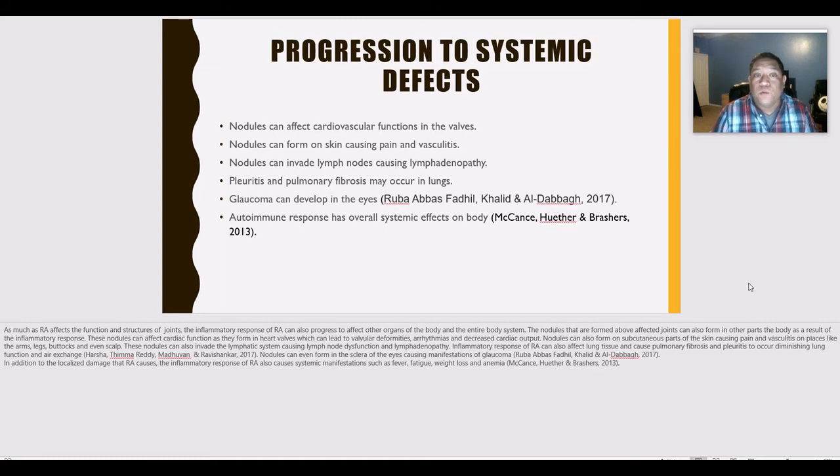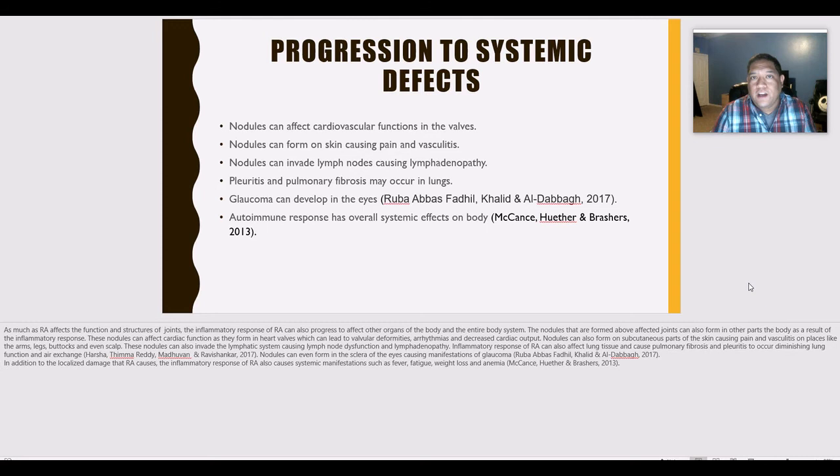As it progresses more, it can also progress to some systemic defects. These nodules that I talked about can go to other parts of the body, including cardiovascular valves. They can form on the skin, causing pain and vasculitis. They can also go to the lymph nodes, causing problems with the lymphatic system. You can have pulmonary fibrosis in the lungs, which would give problems with the respiratory system. It can even go to the vessels of the eye, causing symptoms of glaucoma.